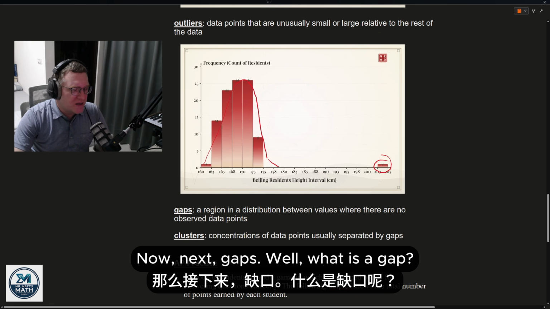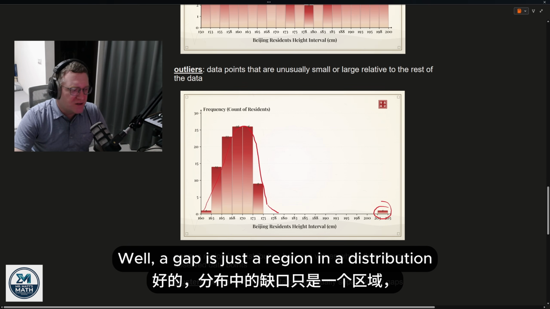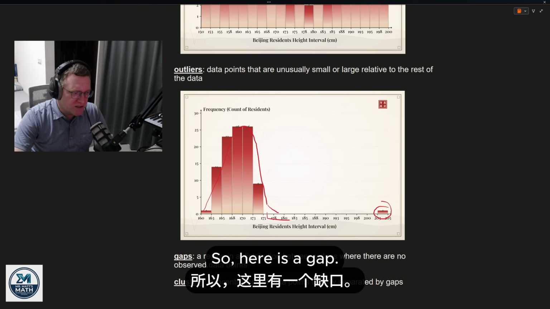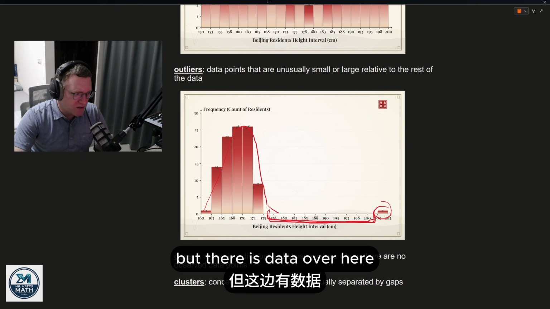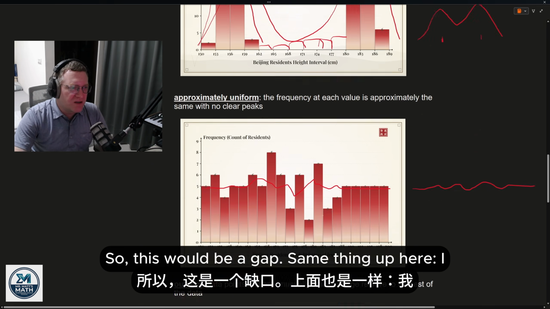Now, next, gaps. Well, what is a gap? A gap is just a region in a distribution between values where there are no observed data points. So here is a gap. There are no data points between here and here, but there is data over here and there is a data point here. So this would be a gap. Same thing up here.